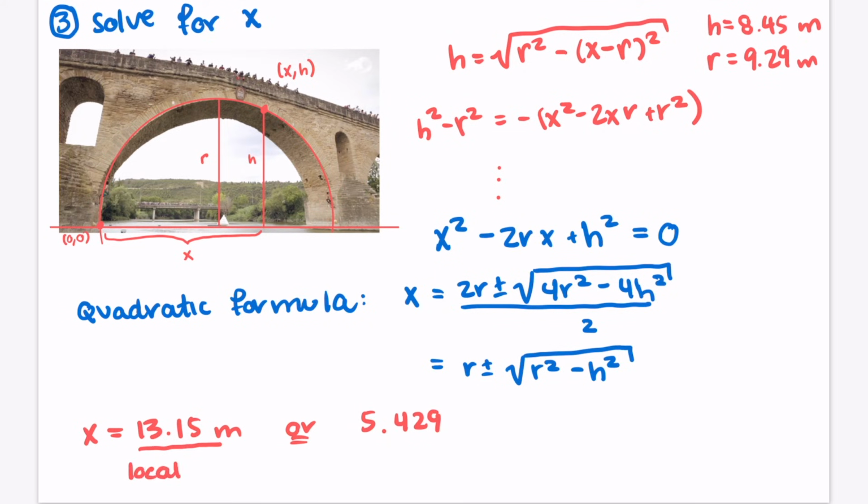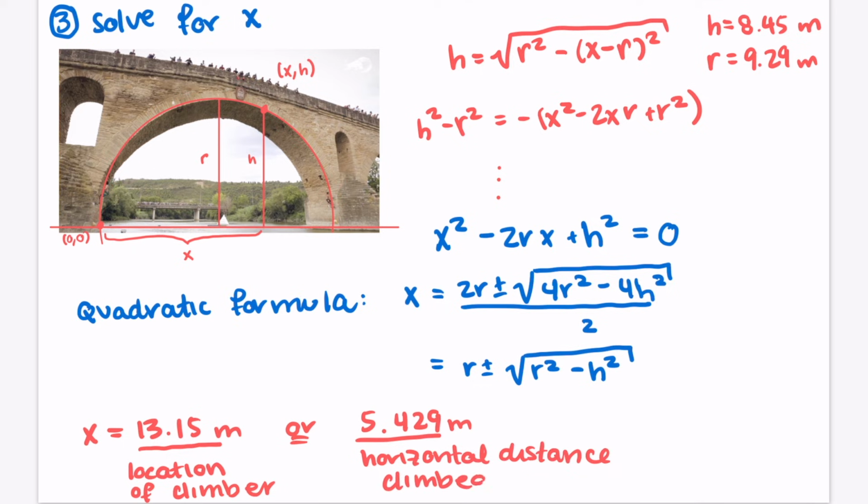This corresponds to the symmetry in the problem. Rustam Gelmanov could have started climbing from the left end of the bridge or the right end of the bridge. Since he started climbing from the right end of the bridge, we know that his location has to be the greater of the two distances, which is 13.15. However, this other number, 5.429, actually tells us the horizontal distance that he climbed. This is about 17.8 feet.